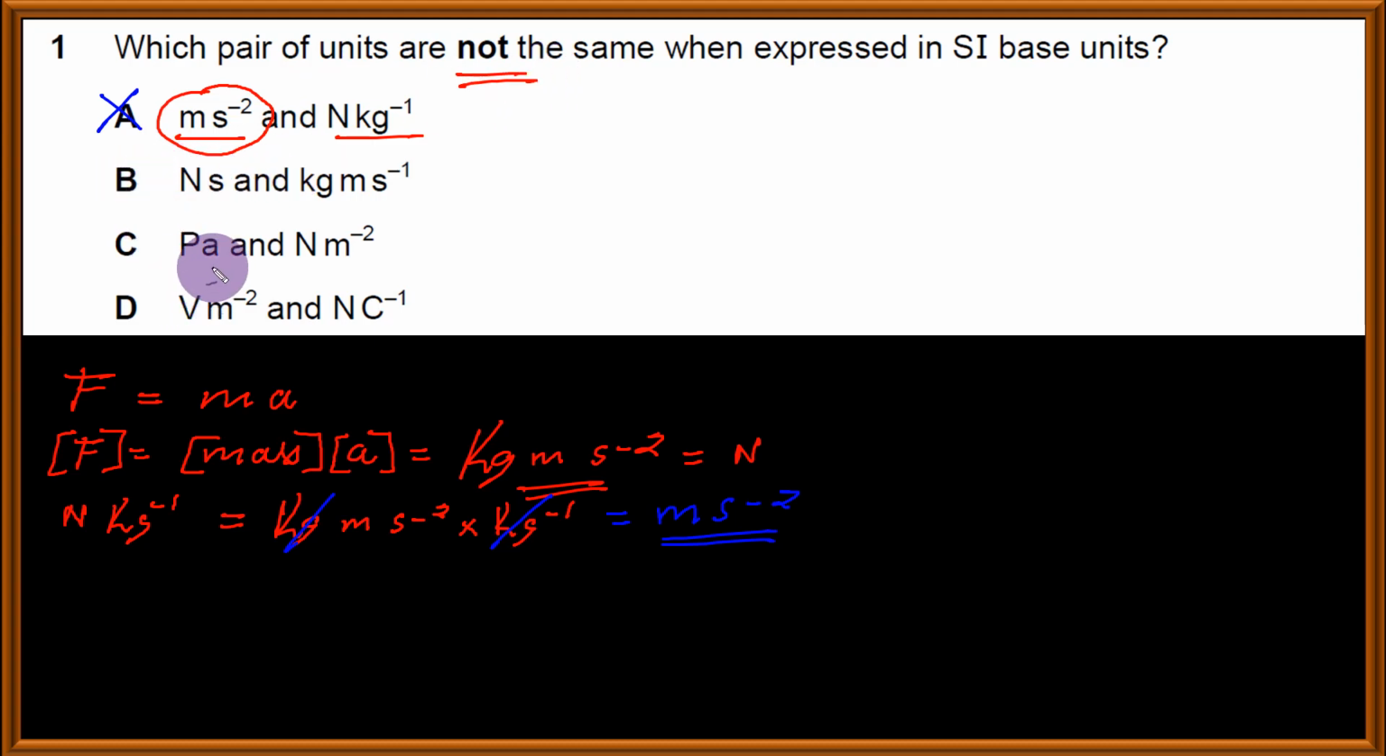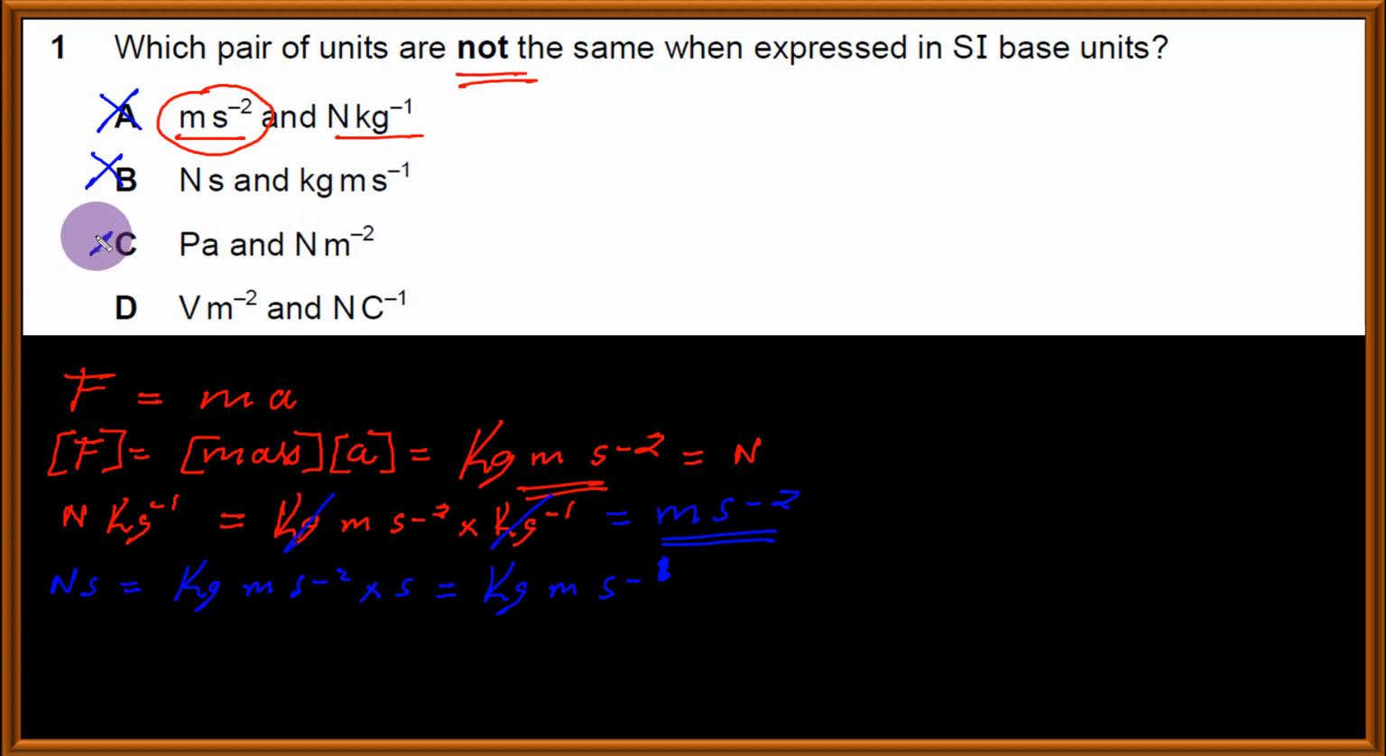Let's look at our B. We've got Newton seconds. Now I'm going to adapt this one here: kilograms meter per second squared multiplied by seconds. And I'm going to get kilograms meters per second. You'll be able to see that, of course, this unit is equal to this. Again, this is not the choice because this unit is exactly equal to this. In fact, this unit is the unit of impulse or change in momentum.